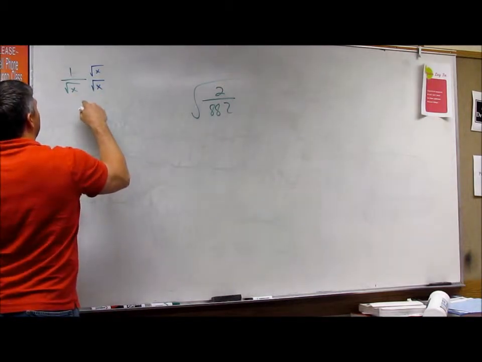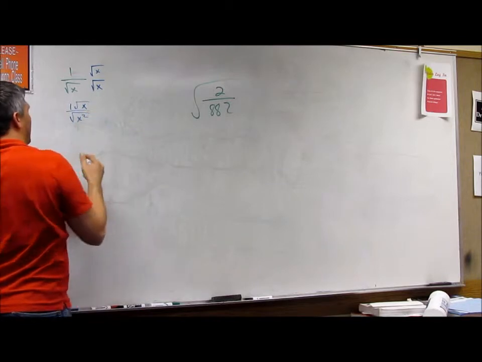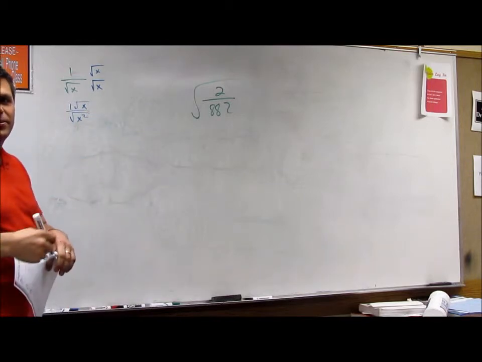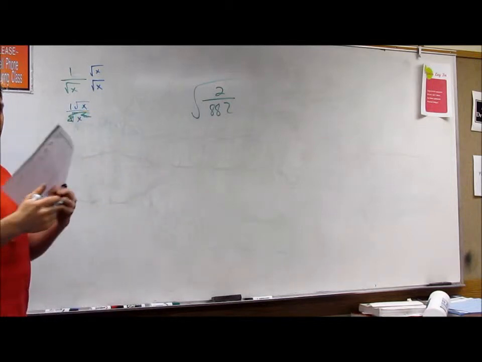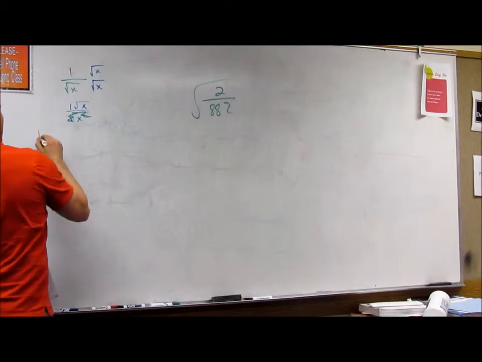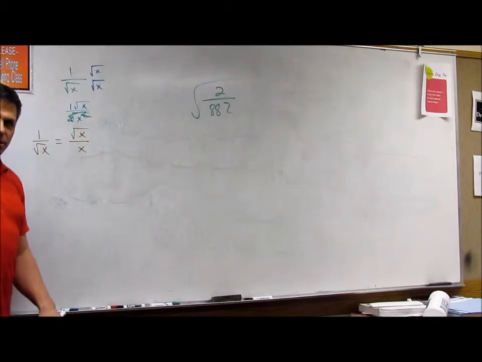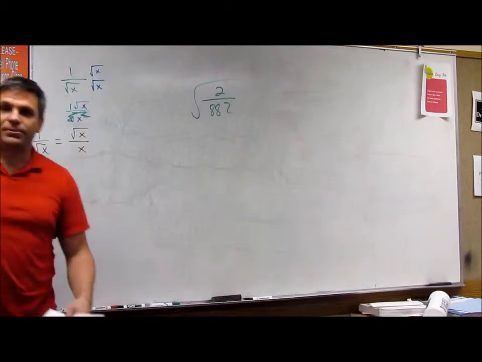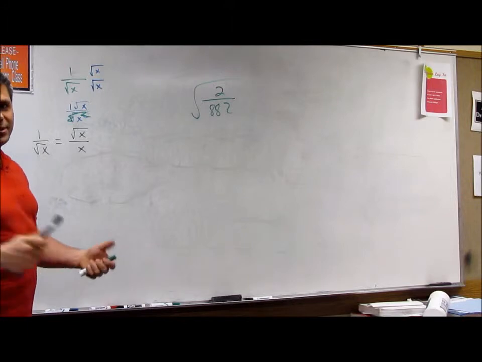Because what happens is, this is 1 square root x over the square root of x squared. And what happens to the square root of x squared, remember? Square root cancels the square, right? So now I get 1 square root x is equal to the square root of x over x. So that's an important rule to remember. Okay? And how to get there is more important.